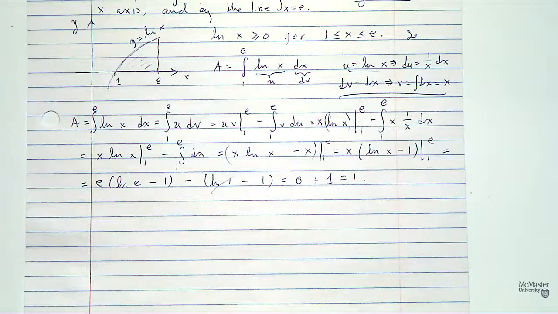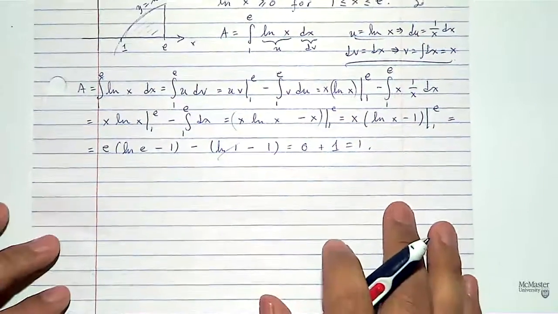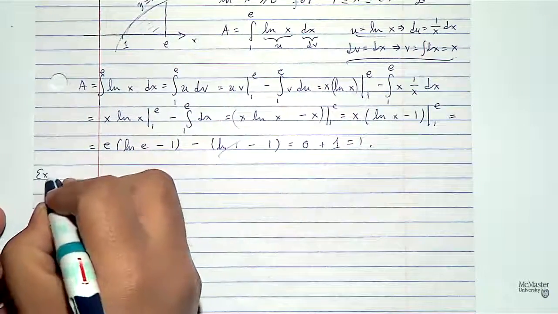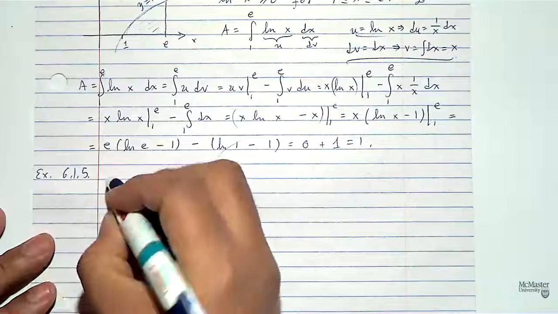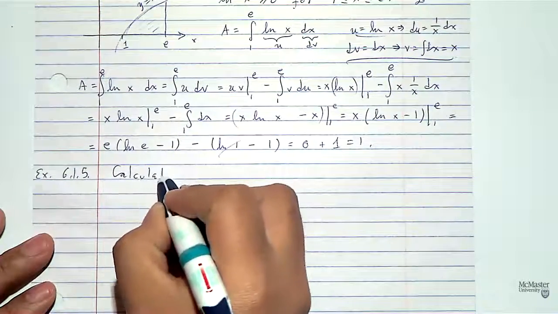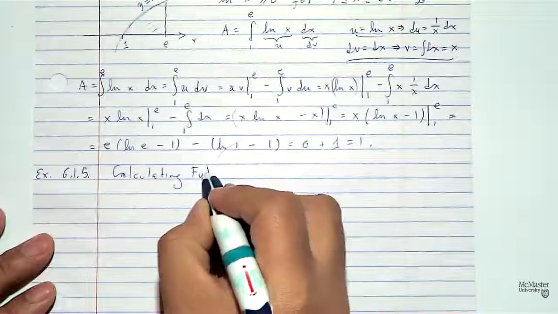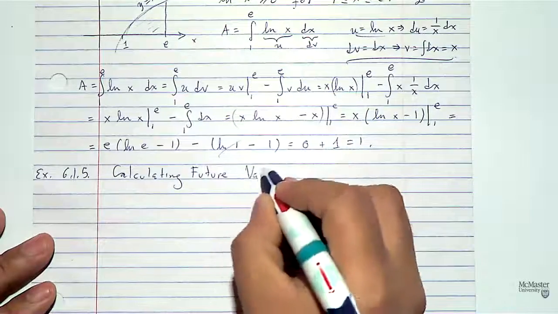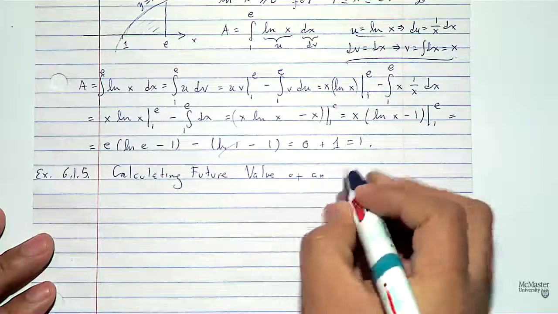And so this is one example where you can use definite integration by parts in order to compute something physical like the area. And now we come to an example related to your disciplines. It's something related to business, which is example 6.1.5, which is related to calculating the future value of an investment.